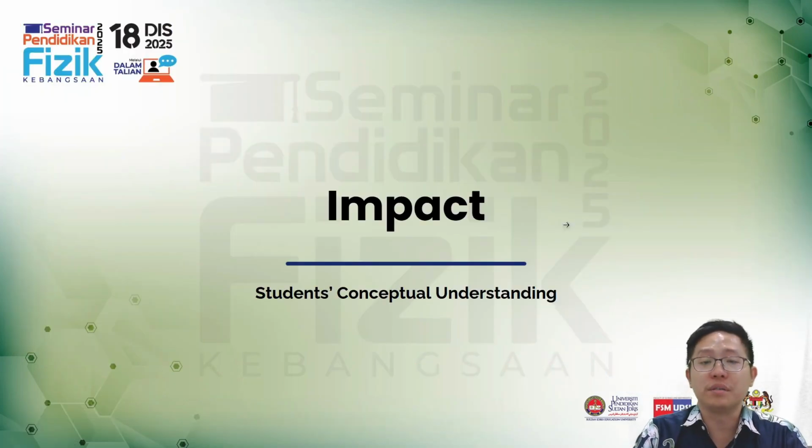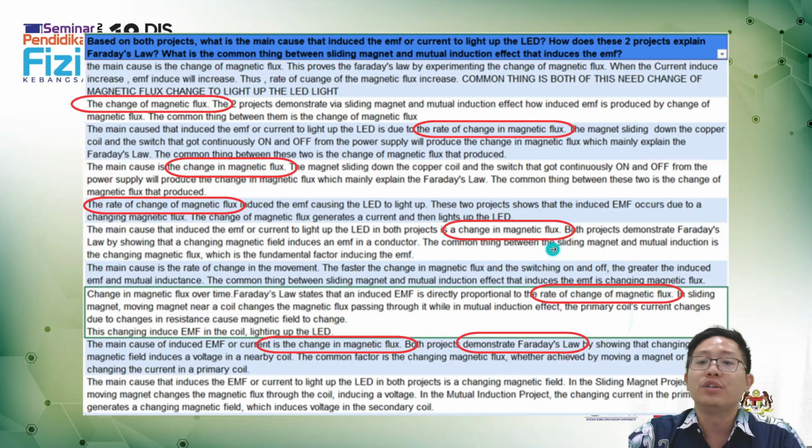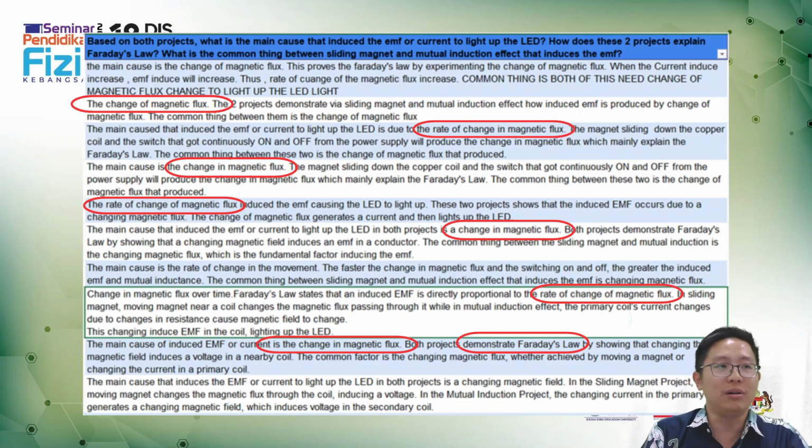Impact on students' conceptual understanding. Based on both projects, what is the main cause that induces the EMF and current to light up the LED? I mean, both projects, the sliding magnet and also the mutual induction. What is the common thing between these two projects? Students can see all because of change of magnetic flux. So magnetic flux can either be changed by sliding a magnet or by changing the current in the solenoid.